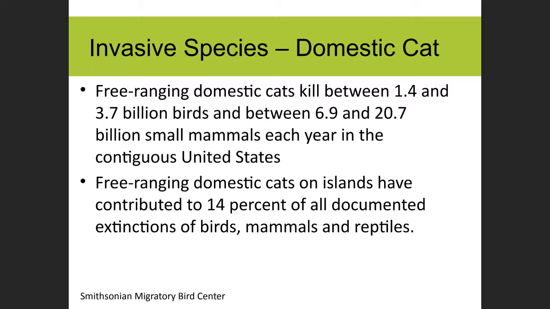Any outdoor cats that hunt, you may think, oh, it just gets a few birds or rats or mice. But you add up all of the outdoor cats, and that's a huge number, 1.4 to 3.7 billion birds a year, and 6.9 to 20.7 billion small mammals. I've heard people say, well, we don't want mice around our house. Well, if the cat didn't get it, an owl could, or a hawk, right? So it's taking food away from other native species, and it is decimating populations.